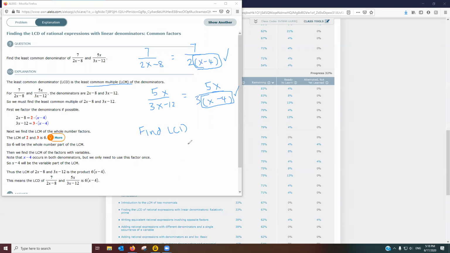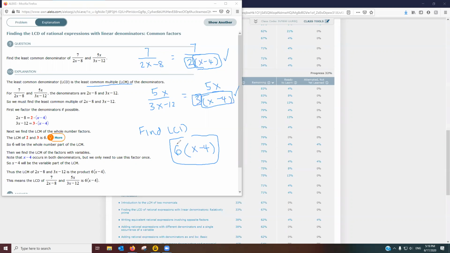So the LCD is going to include x minus 4. But then I also need the LCD for 2 and 3. So it's almost like you're finding the least common denominator for 2 and 3. Well, remember, that's a number such that both 2 and 3 evenly divide. Well, that number is 6. So this is the answer that they're looking for. This is the least common denominator.